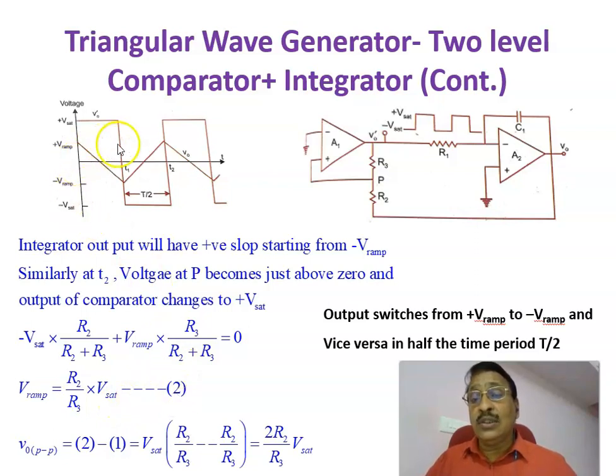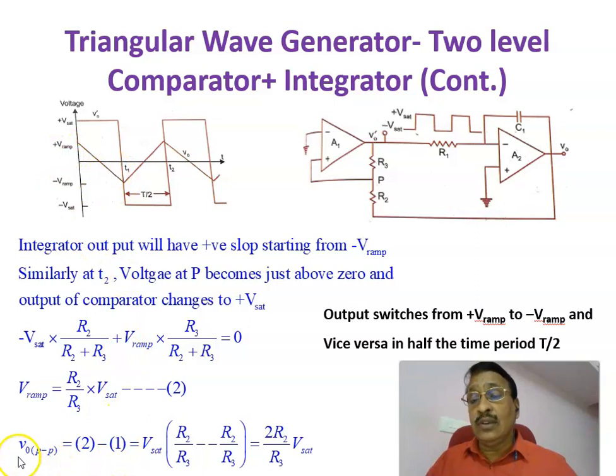Therefore, the first equation you got by equating this one to 0 at this point, and the second equation you got from the voltage at this point P being equal to 0. Now you can calculate plus Vram as well as minus Vram. Then you can calculate the peak to peak value of this Vram.